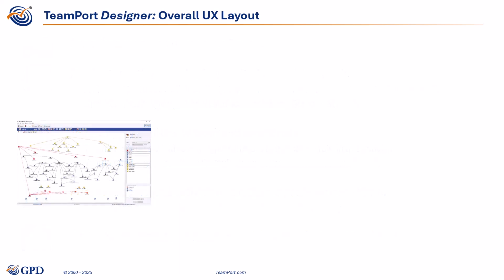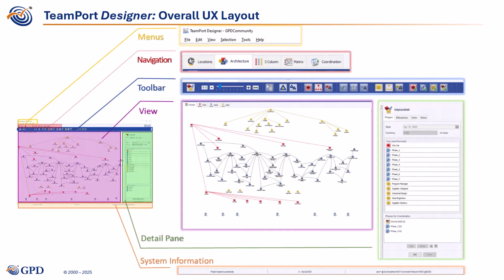The TeamPort Designer interface is composed of 6 parts. Let's review them briefly. On the top are the menus, for example, File and Edit. The next part, just below the menus, is Navigation, seen as large tabs to select from 5 views. Below Navigation and above the view is a toolbar.